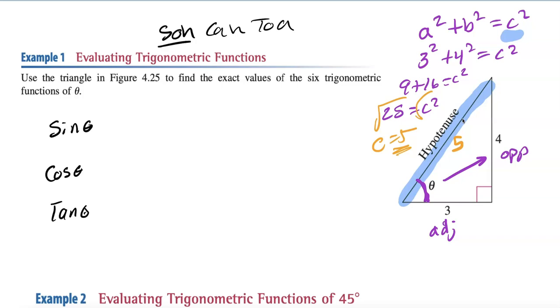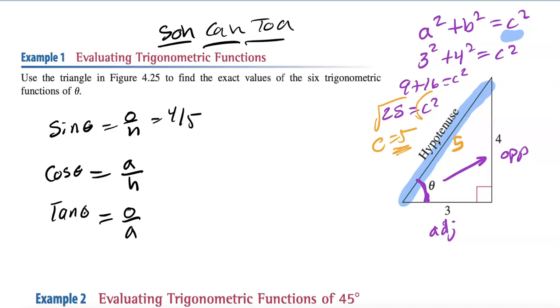So sine is opposite over hypotenuse. Cosine is adjacent over hypotenuse, and then tan is opposite over adjacent. And we look at our triangle here, right? Opposite is 4, and hypotenuse is 5, so 4/5. Cosine would be adjacent over hypotenuse, 3/5. And then tan is TOA, opposite over adjacent, so 4 over 3, 4/3.